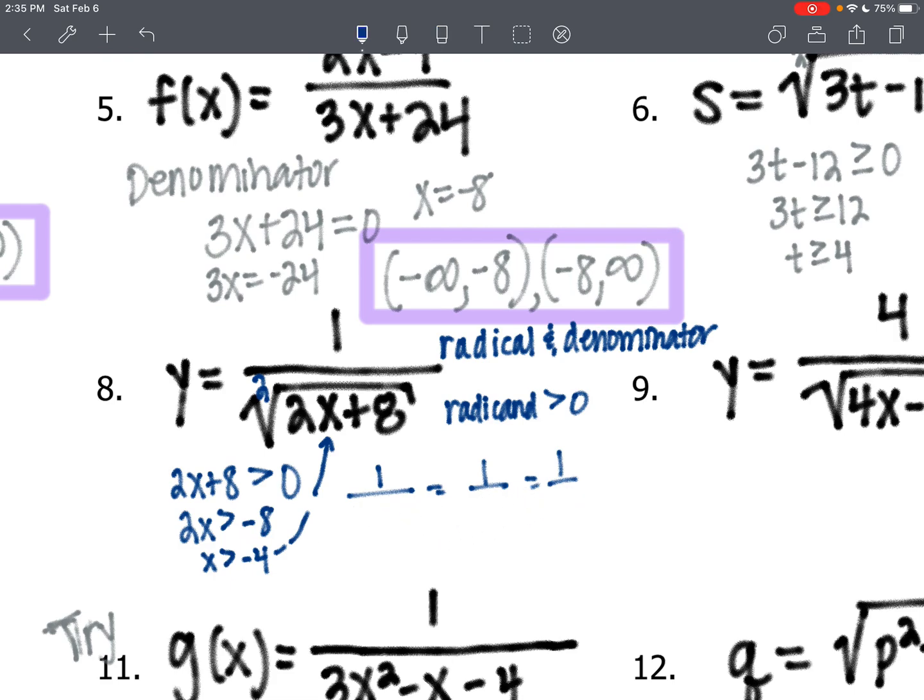If I put negative 3 in, that's greater than negative 4. 2 times negative 3 is negative 6, plus 8 is the square root of positive 2. The square root of positive 2 is not 0, and it's very easy to find because we don't have a negative radicand. So plug it into your calculator and we get a real number out. So this is a real number, and 1 is allowed to be divided by any real number. Real numbers are encouraged in the denominator.